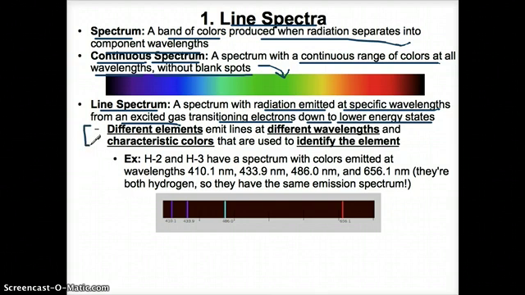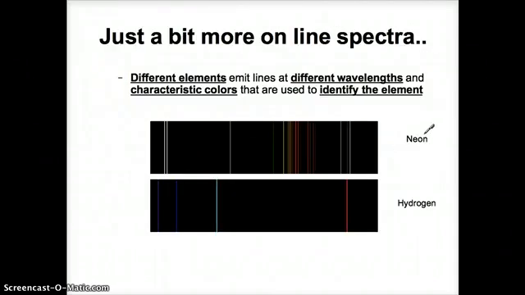Now, you should note that different elements will emit lines at different wavelengths and characteristic colors that are used to identify the element. So no two elements will emit the same lines with the same wavelengths or the same characteristic colors. They will always look different. To drive this point home, just take the example of neon versus hydrogen. If you look at neon and hydrogen, they have different wavelengths and, therefore, different characteristic colors associated with them, and that allows neon to be distinguished from hydrogen.